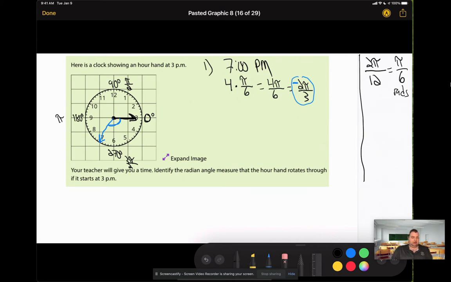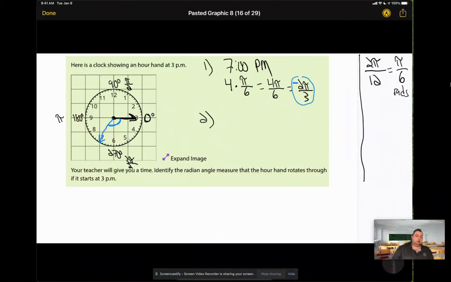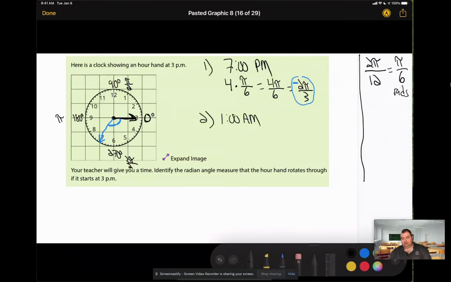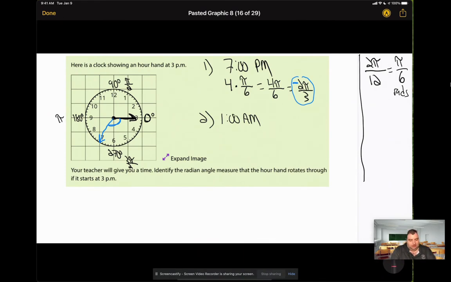Let's do a couple others. For our second one, we'll do 1 o'clock a.m. Okay? We're going to do 1 o'clock a.m. So let me do another arrow here. So at 1 o'clock a.m., it's going to be pointed up towards the 1, obviously.